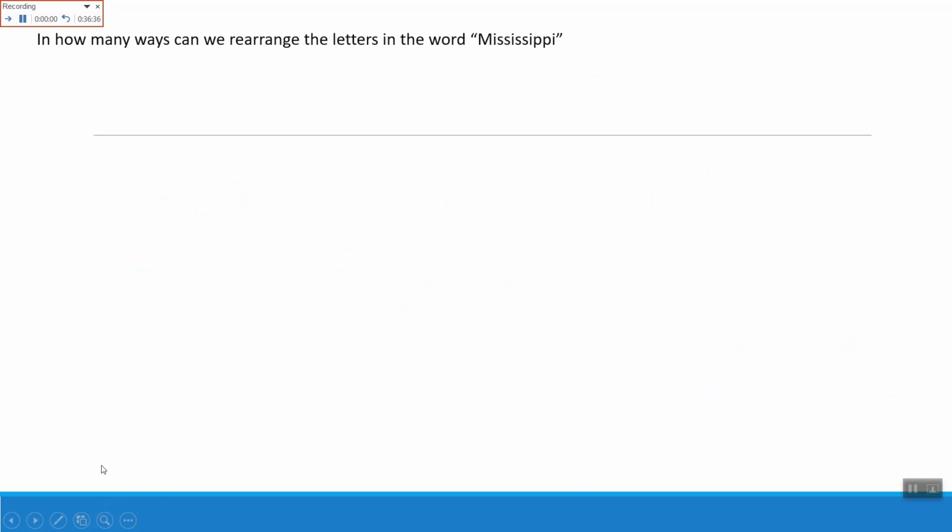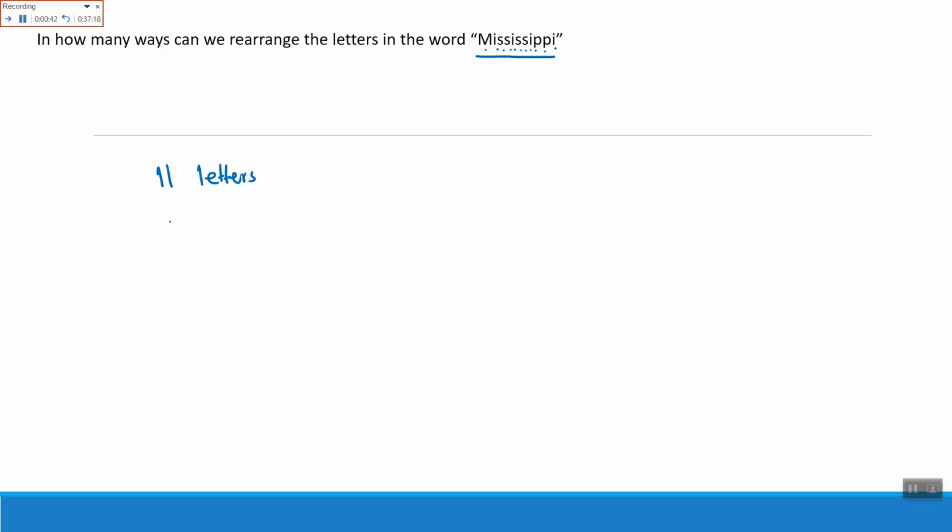Let's see the next question. In how many ways can we rearrange the letters in the word Mississippi? Okay, this is a common question in the ministry exams. It's common that they give you a word with repeated letters and they ask you to rearrange the letters in this word. And this is the same case as the previous case. Whenever you have a word with repeated letters, then what I advise you to do is the following. First of all, count all of them. 1, 2, 3, 4, 5, 6, 7, 8, 9, 10, 11. So it's 11 letters.